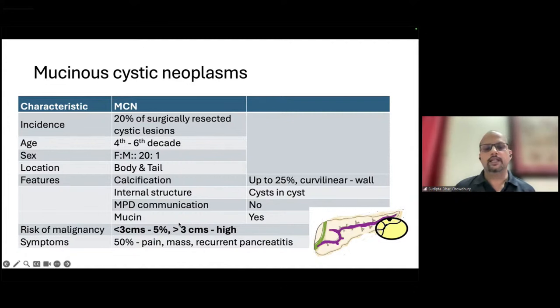Now, if you look at the risk of malignancy, for less than 3 centimeters, the risk is only 5%. However, for lesions more than 3 centimeters, the risk is high. Some of them are asymptomatic and they present with pain, mass, or recurrent pancreatitis.